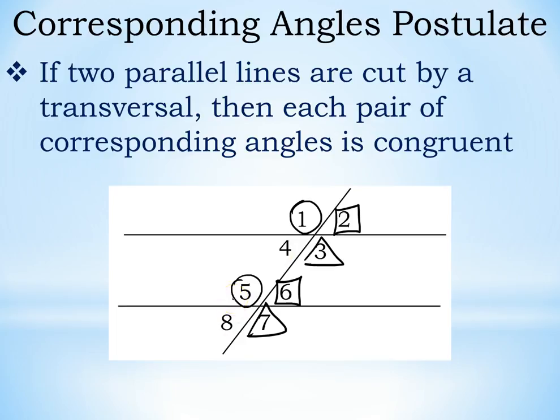Again, the key characteristic, they have to be on the same side of your transversal, and they have to be both one of them inside the two parallel lines, one outside them. One way to look at it, they'll form an F. Angles inside that F would be corresponding angles, however you orient the F.